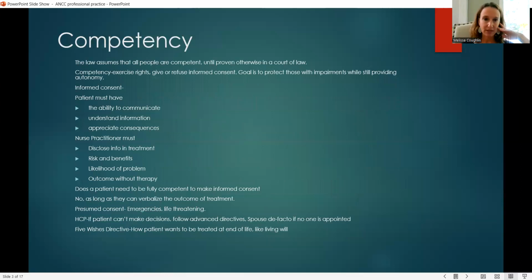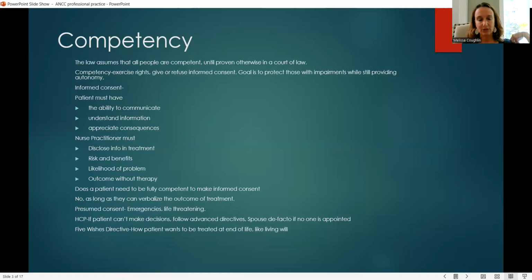So competency is a little tricky because the law assumes that all people are competent until proven otherwise in a court of law. Competency, you exercise rights to give or refuse informed consent. And the goal is to protect those with impairments while still giving autonomy to others. So with informed consent, the patients must be competent, but also must have the ability to communicate, understand information, and appreciate the consequences. So if their competency is in question, as long as they can verbalize those three attributes, they are still able to give informed consent. And the nurse practitioner must disclose info on all treatment risks and benefits, likelihood of problems, and outcome without the therapy.